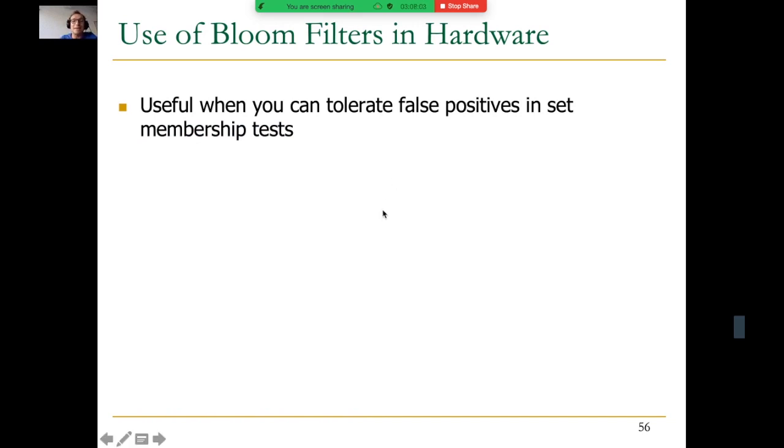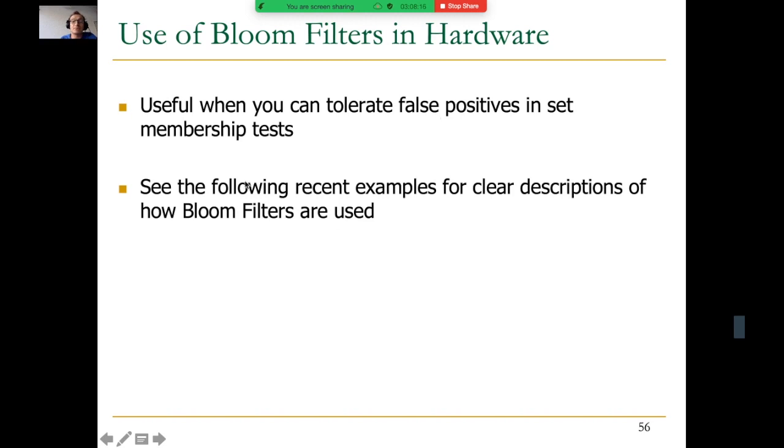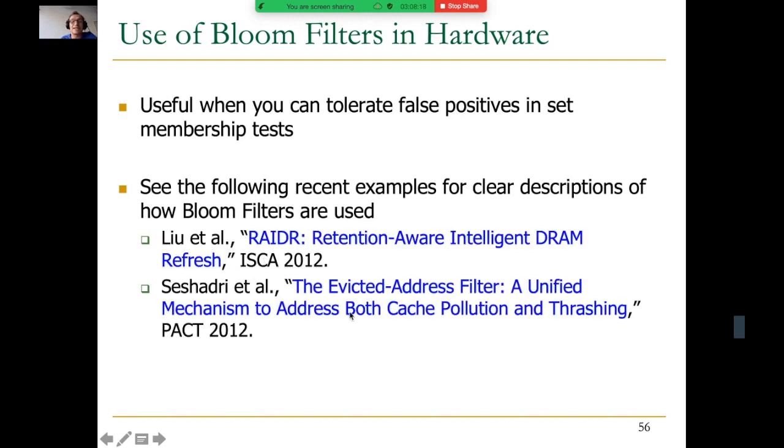This is just one example, and I think you can use Bloom filters in many places in software. There are many places where they're used where you want to quickly test for something, when you can tolerate false positives in set membership tests. So Radar is one example, but I would also recommend this one. If you actually cover advanced caching, this is a really nice way of using Bloom filters. It basically uses Bloom filters to store evicted addresses from the filter, and it enables much better cache management that way.